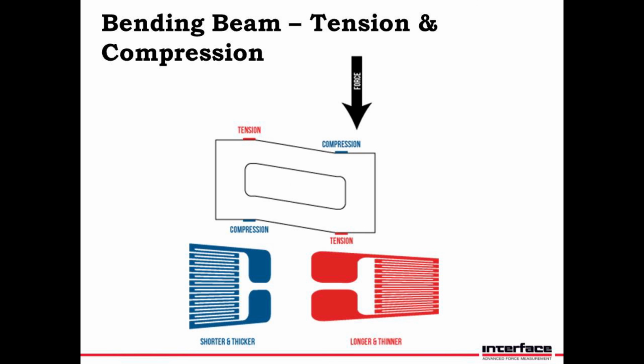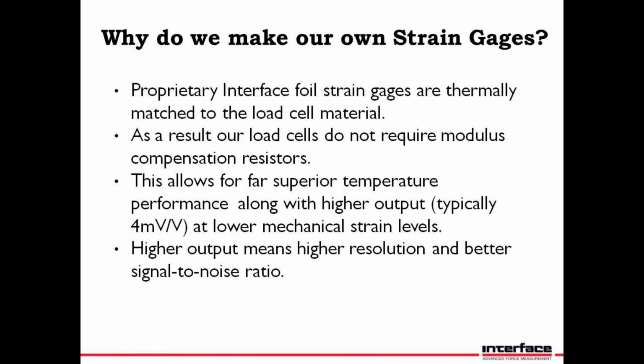Now, if we take a look at this next image, we can see again that in a typical Wheatstone bridge with a 4-gauge arrangement, 2 of those strain gauges will be in compression and 2 of those gauges will be under tension, and therefore allowing us to vary the electrical signal coming out of the sensor. And now to explain why we make our own strain gauges here at Interface, here's Jack.